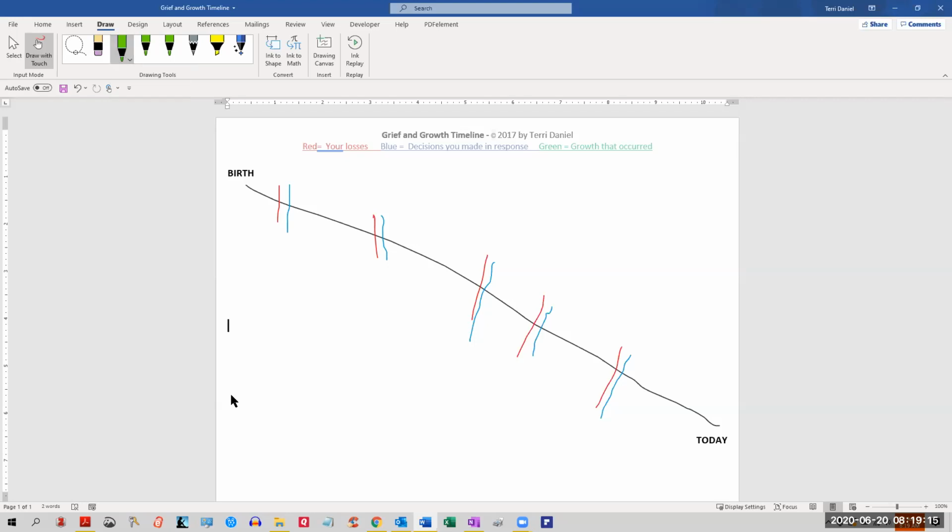And in this color, we're going to note the growth. See here, red equals your losses. Blue is the decisions you made in response to the loss, and green is the growth that occurred. Now here's where you really see the healing.